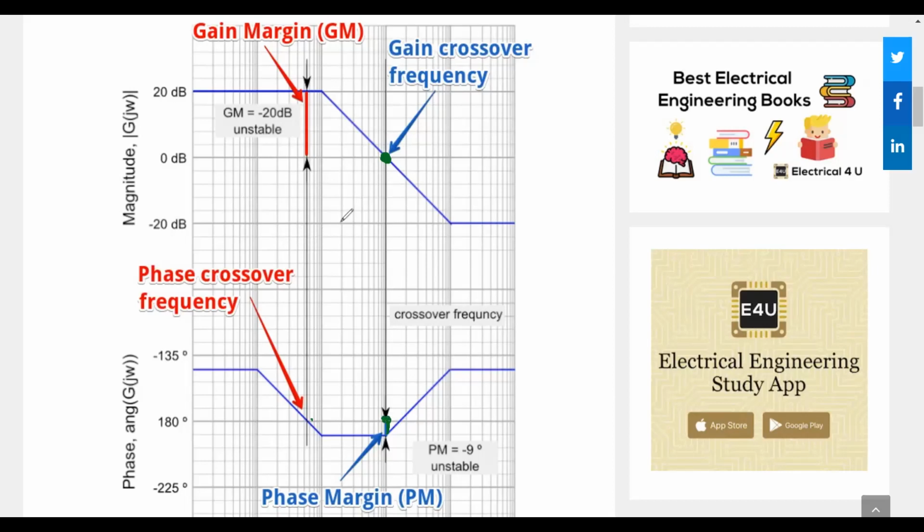So traditionally, we discuss those shifts as margins. We can call them stability margins. We usually call this one gain margin and this one phase margin. Okay, that is just what we call them.